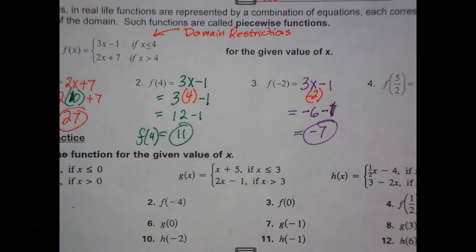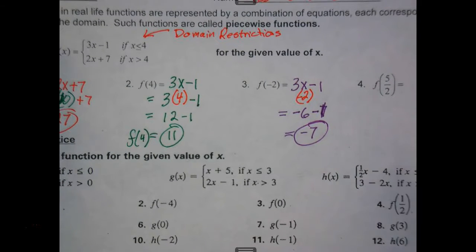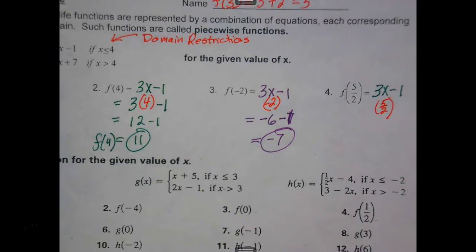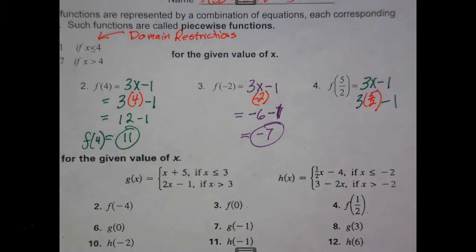What about the f of 5 halves? Which one am I going to use? 3x minus 1. Put in 5/2 for x. Oh my gosh, I have to multiply and subtract fractions. Let's see, that would be 15/2 minus 1/2 is 13/2.